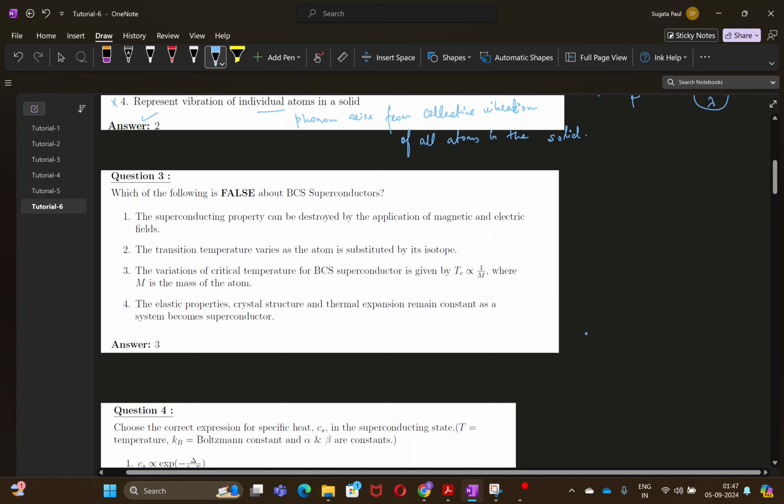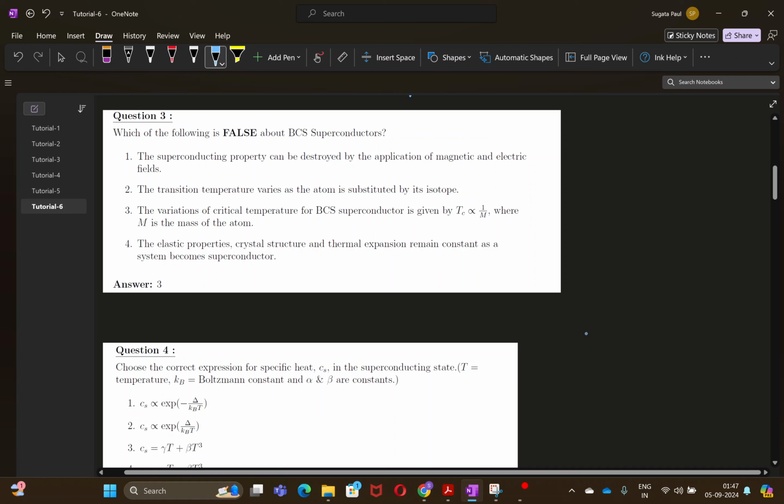Then let us move on to question number 3. It is saying, which one of the following is false about BCS superconductors? So again, it is a conceptual question. So we'll read the options one by one and choose our answer.